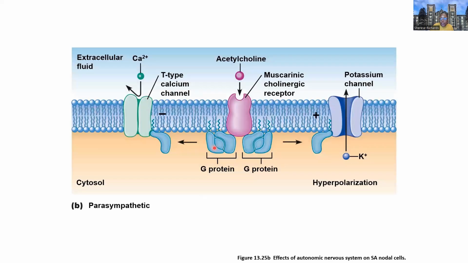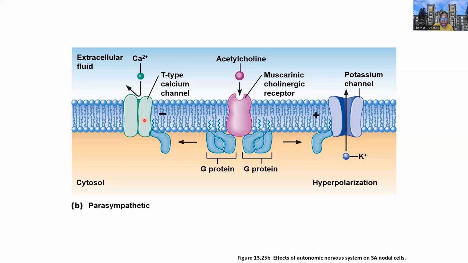Okay, let's illustrate that here again. So here's our SA nodal cell. Here we're looking at the parasympathetic events. So now we're thinking about a muscarinic receptor, which is also coupled to a G protein. Acetylcholine will bind to that receptor, and we have two types of events that decrease the heart rate.